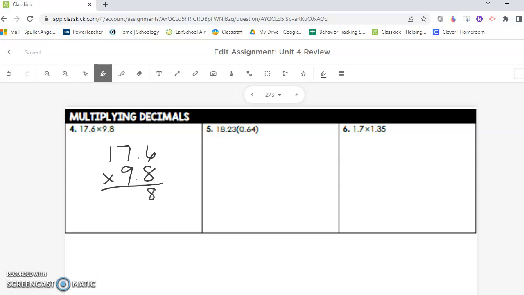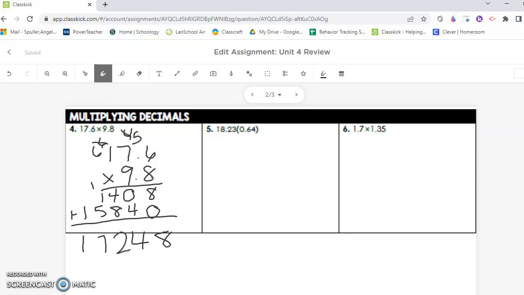Okay, 8 times 6 is 48, here's a 4. 8 times 7 is 56, plus 4 is 16. 8 times 1 is 8, plus 6 is 14. Moving to the next spot, so 9 times 6 is 54, 5. 9 times 7 is 63, 6 plus 5 is 68, 6. 9 times 1 is 9, plus 6 is 15. Let's add these. You get 8, 4, 2, 7, 1. Now remember, to do this, I got 1, 2 numbers behind, so my decimal goes here.